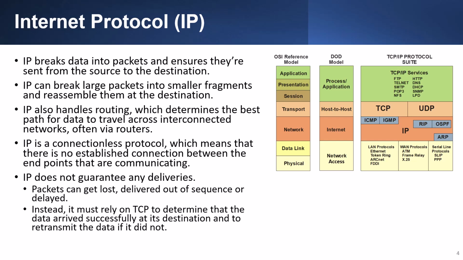IP breaks data down into packets and ensures that they're sent from the source to the destination. IP can break large packets into smaller fragments and reassemble them at the destination. IP also handles routing, which determines the best path for data to travel across interconnected networks, often via routers. IP is a connectionless protocol, which means that there is no established connection between the endpoints that are communicating. IP does not guarantee any delivery. Packets get lost, delivered out of sequence, or delayed. Instead, it must rely on TCP to determine that the data arrived successfully at its destination and to retransmit the data if it did not.